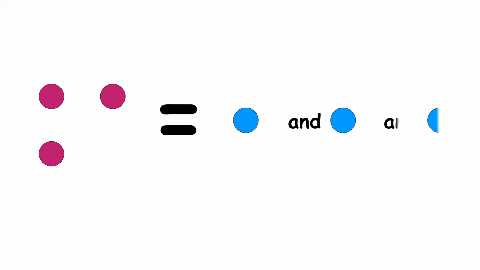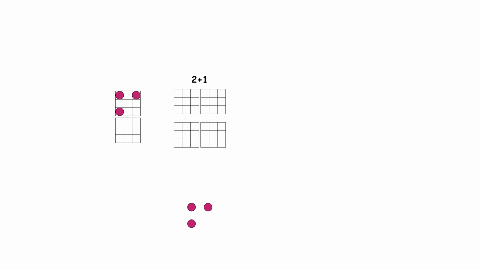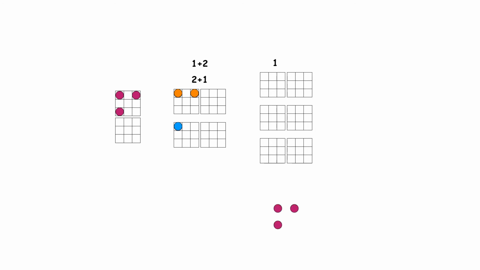What about 3? 3 is the same as 1 and 1 and 1. And 3 is the same as 2 and 1. 3 is the same as 2 and 1, which we can also write as 1 and 2. And 3 is the same as 3 ones.